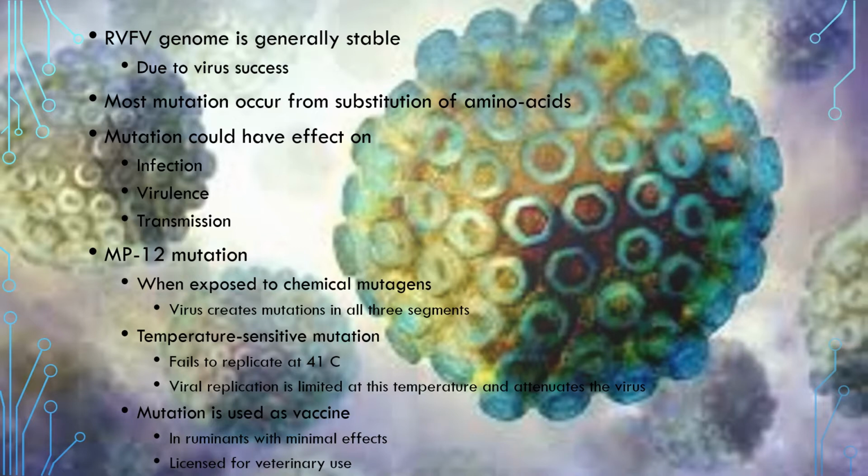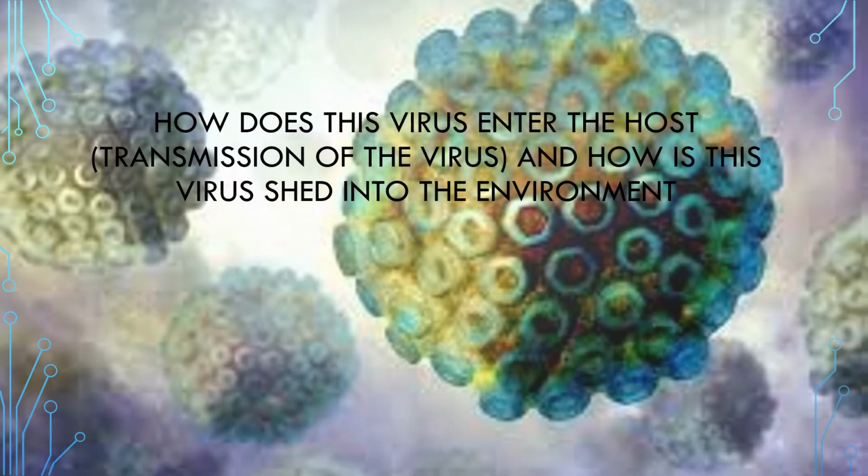The mutation is temperature sensitive, meaning that it fails to replicate at 41 degrees Celsius. This means that viral replication is limited at these temperatures and it attenuates the virus effectively in the body. This vaccine has proven successful with minimal effects seen in ruminants and is licensed for use.